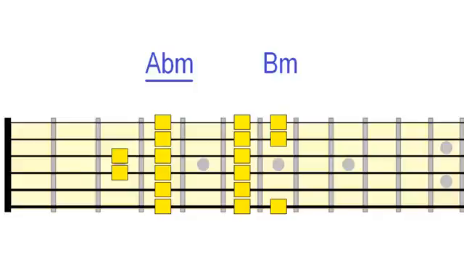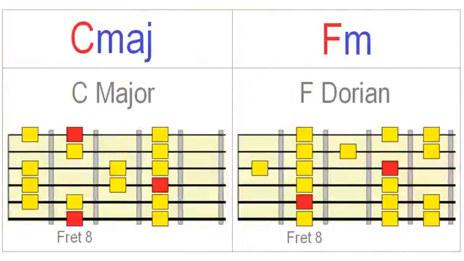Dorian also works nicely over a minor 4 chord. For example, let's say our key was C major. Our tonic chord would be C major, and the minor 4 chord would be F minor. I'm using an A string Dorian pattern here, so we can play both C major and F Dorian conveniently in the same position. The C major scale would be a natural choice over C major, but changing to F Dorian would really complement that F minor chord. Let's take a listen.